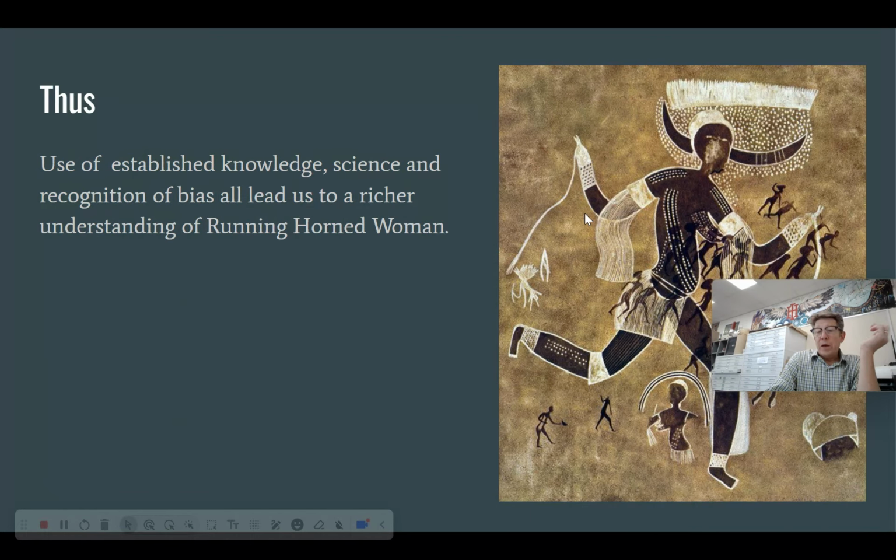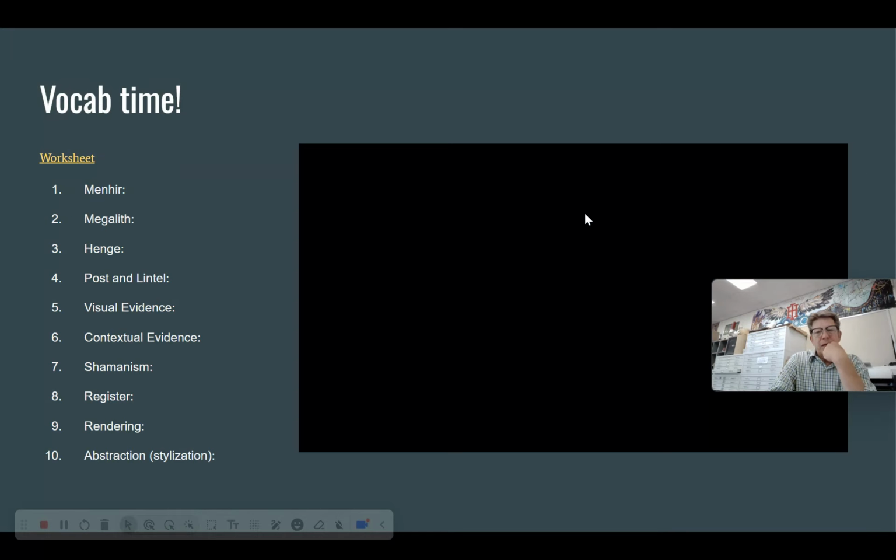So the way we think about running horned women has changed, but that's not the only piece that the way we think about it has changed over time. So that is something to think about.